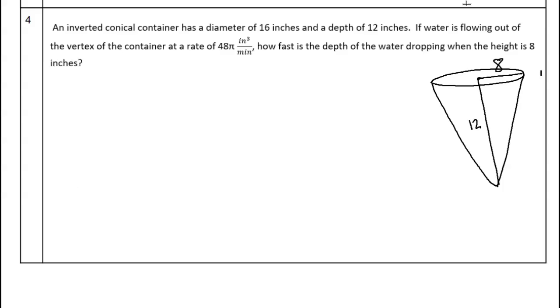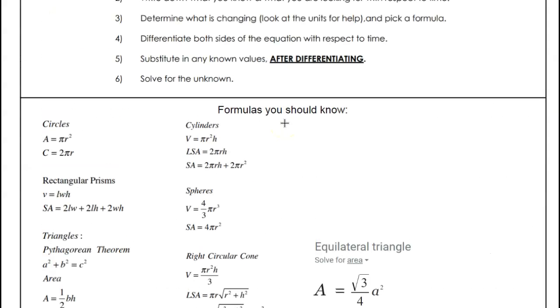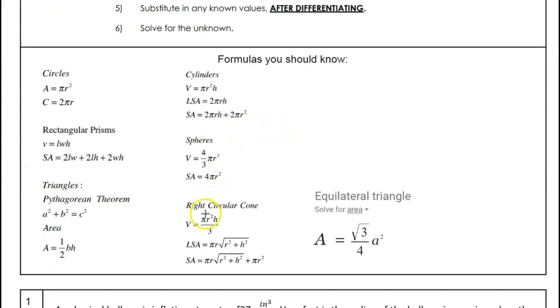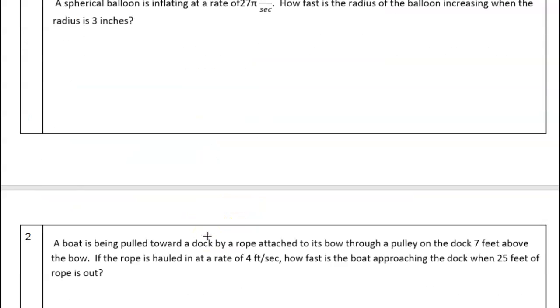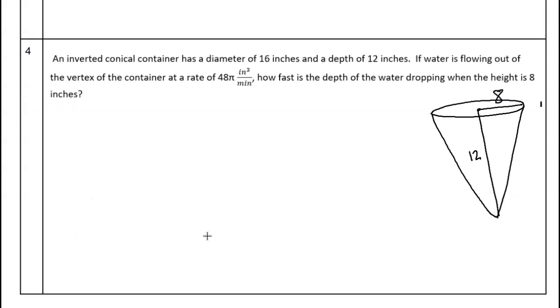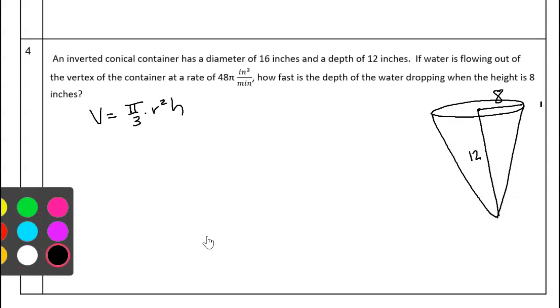Okay, and that's the original. So what I'm going to do is I'm going to come up here and we're looking at a cone. We want to know the volume of a right circular cone because we're talking about water flowing out. So I get pi over 3 r squared h. Okay, so volume equals pi over 3 r squared h.